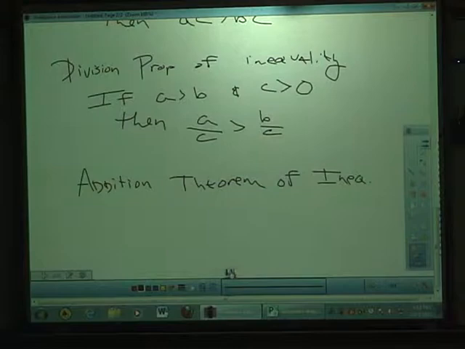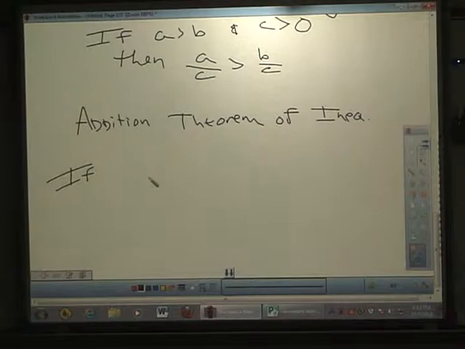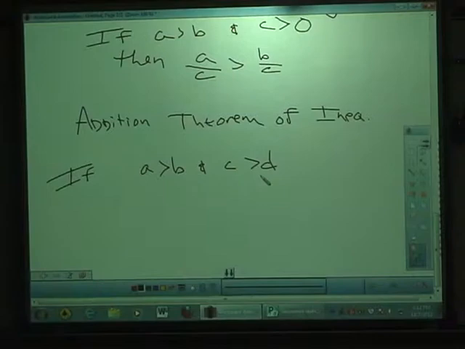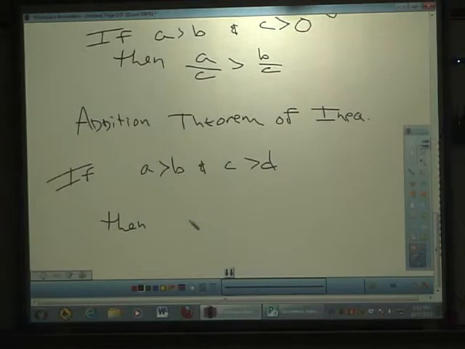So what I mean is we have this. If A is greater than B and C is greater than D. So we have two separate inequalities where in one situation A is bigger than B, the other C is bigger than D. If we add the two larger ones, they have to be bigger than the two smaller ones. I know this makes sense, but that's why it's a theorem and that's why you'll prove it.